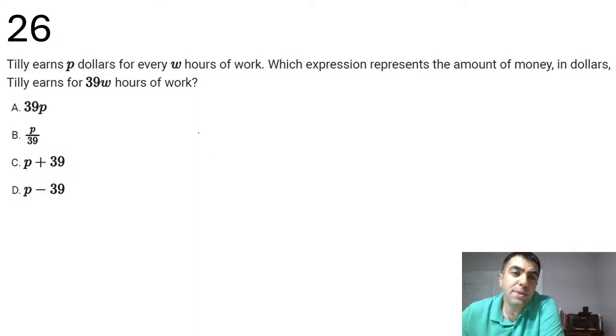Tilly earns P dollars for every W hours of work. Which expression represents the amount of money in dollars Tilly earns for 39 W hours of work? Ismail says it is B, but think a little, Ismail, think a little.